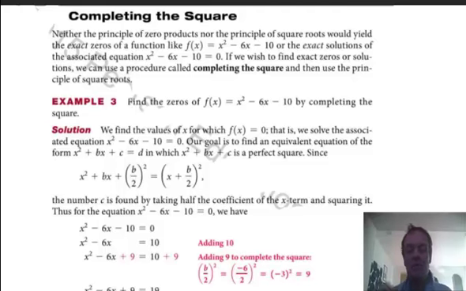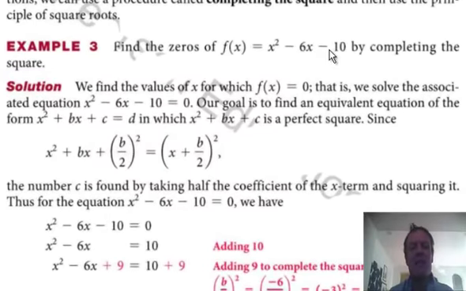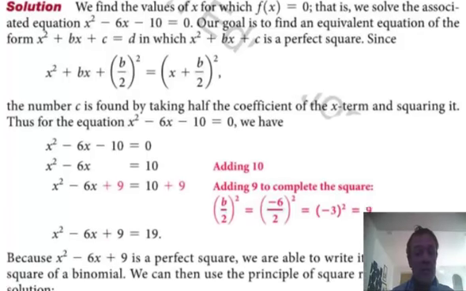Right, completing the square. Something you might have done in a previous class. Okay, suppose we need to solve x squared minus 6x minus 10. Find the zeros of this function. Okay, so now this will not factor. Okay, let's have a look down here.